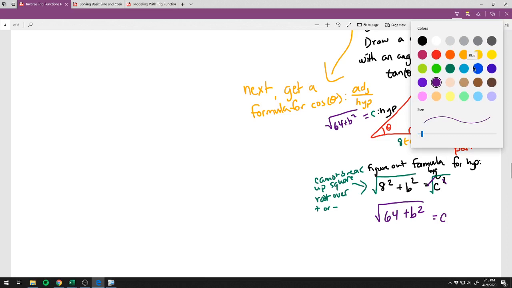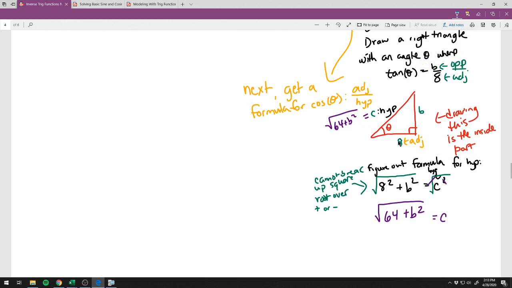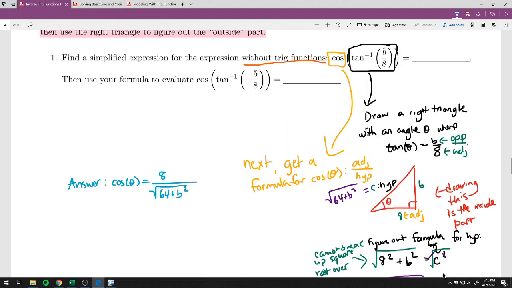All right, but now that we have our adjacent side, which was 8, and our hypotenuse, which is the square root of 64 plus b squared, we have our answer for part A. Cosine of theta equals 8 over the square root of 64 plus b squared. All right, so that's what goes here. Remember, this inside is what theta is. So cosine of theta, we're talking about the first part here. Cosine of theta equals 8 over the square root of 64 plus b squared.